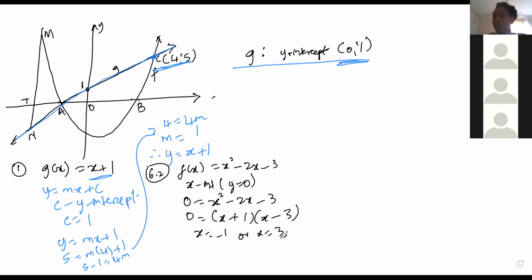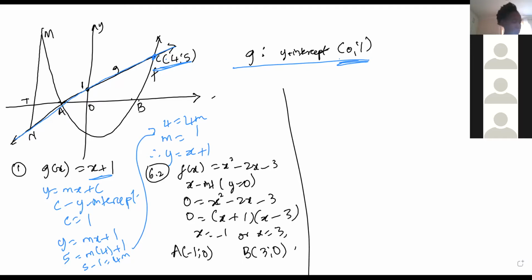If you got lost somewhere, please don't be afraid to ask a question, so we can correct it while we're still here, okay? So A will take the minus 1. That means A will be minus 1. Remember, Y is 0, so A is minus 1 and 0. B is 3 and 0. Those are the coordinates of B.